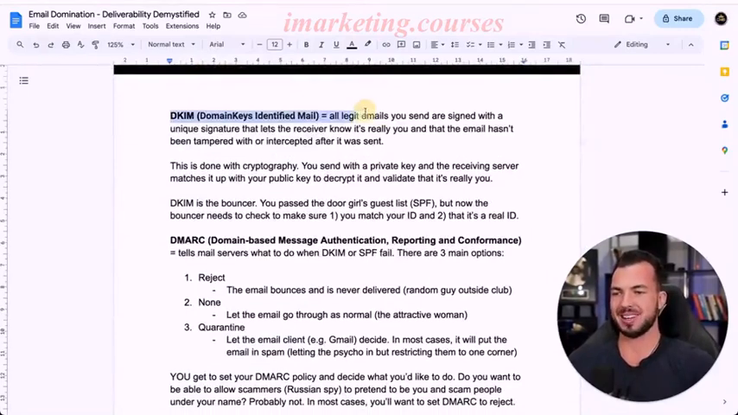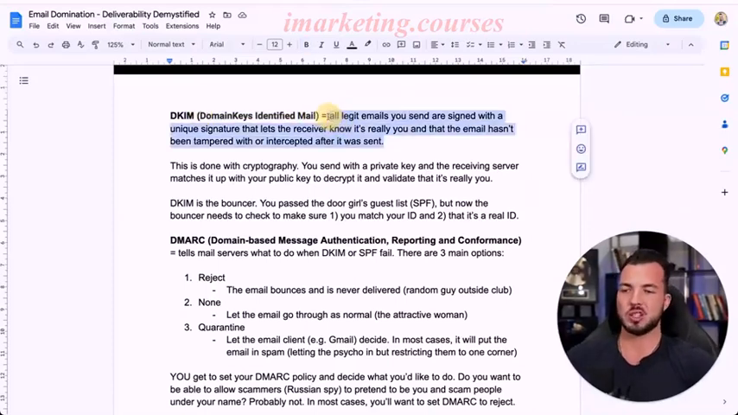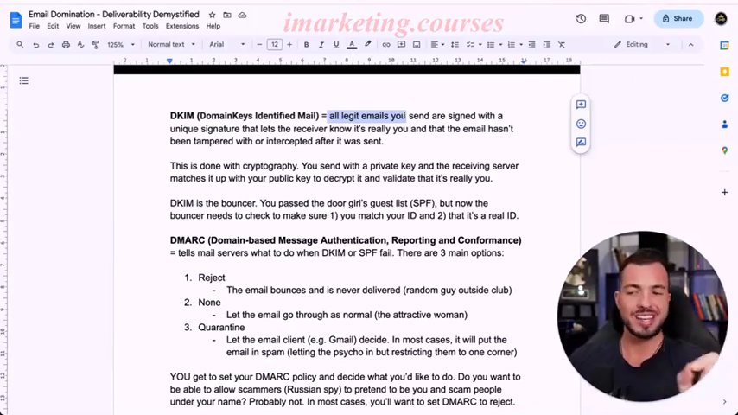Next, we want to talk about DKIM. Stands for Domain Keys Identified Mail. Not important, you don't need to know that. Now, what the DKIM check does, all legitimate emails that come from you that you actually send are signed with a unique signature that lets the receiver know that it is really you and that the email hasn't been tampered with or intercepted after it was sent.